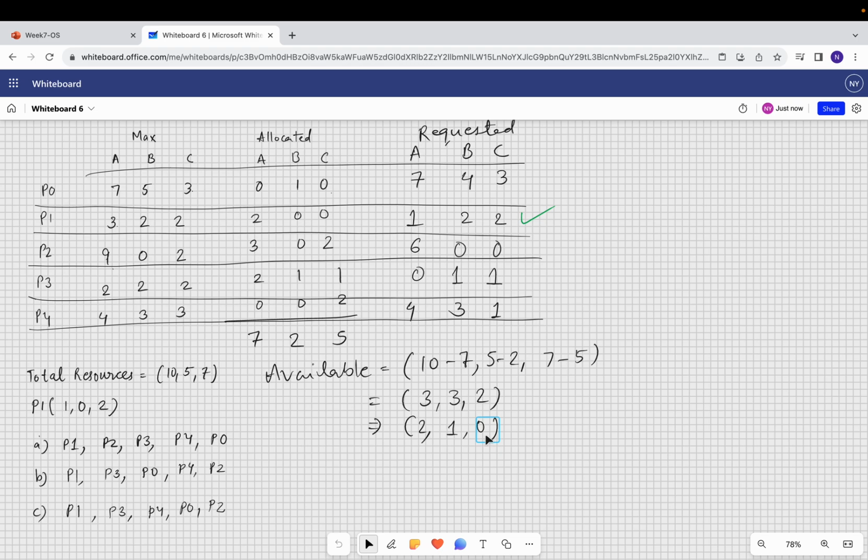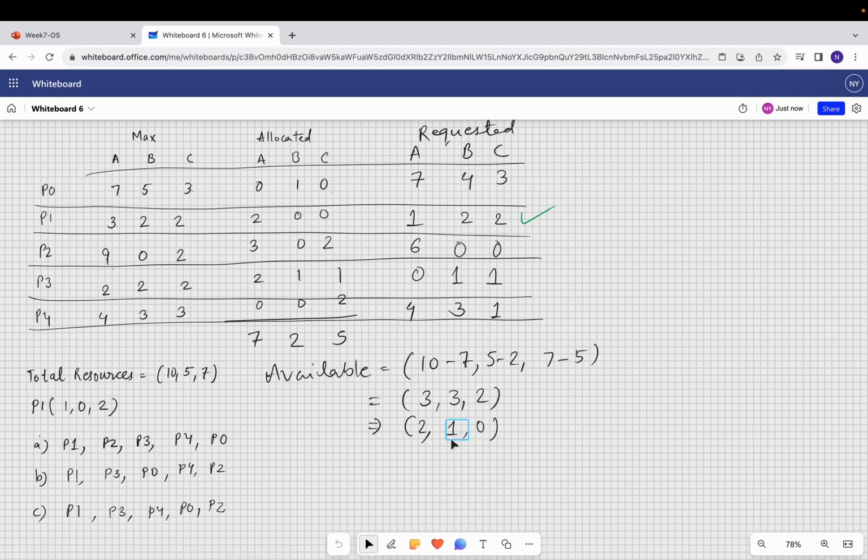Then we have serviced all the requests of process P1, which means we have allocated these resources to P1. Now P1 finishes, and when it finishes, it will release the resources. It will release 1 plus 2, 3 units of A, 2 plus 0, 2 units of B, and 2 plus 0, 2 units of resource C. We will add all of these to available, and our new available will be 2 plus 3, 5, 1 plus 2, 3, and 0 plus 2 is 2.